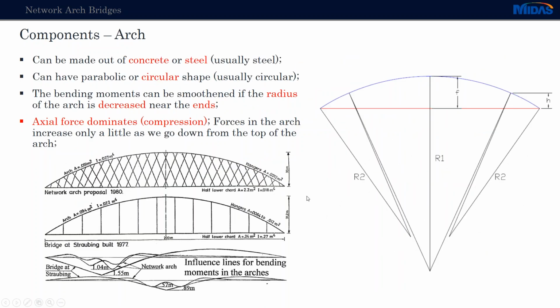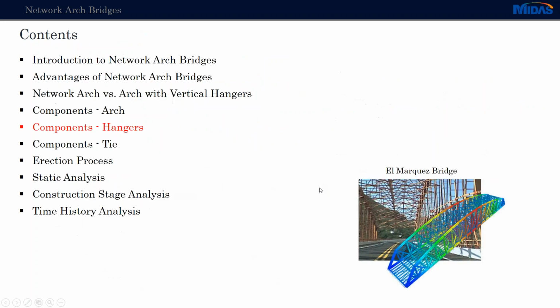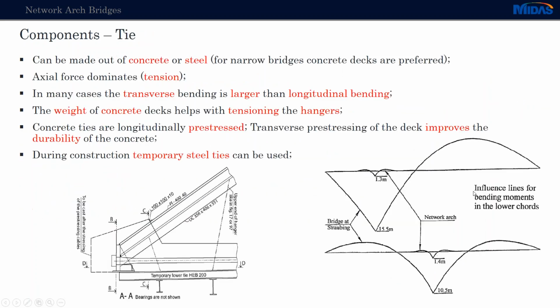the comparison of the influence lines for the tie. So we can see the bending moments in the lower chord are much lower when we consider a network arch compared to one with a vertical hanger. So again, another plus for the efficiency of this type of structure.